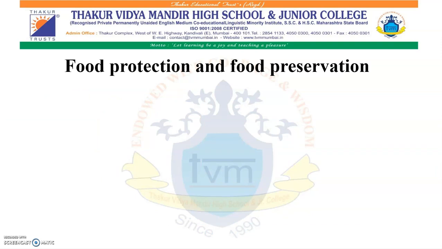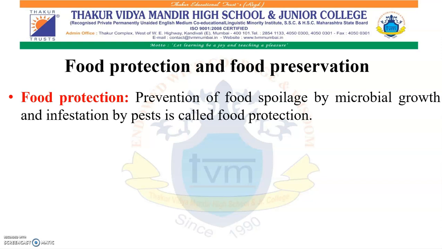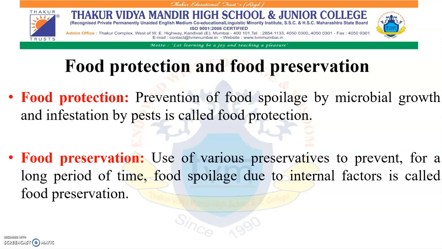What is food protection and food preservation? Food protection is prevention of food spoilage by microbial growth and infestation by pests. Use of various preservatives to prevent the food from spoiling for a longer duration of time due to internal factors is called food preservation.